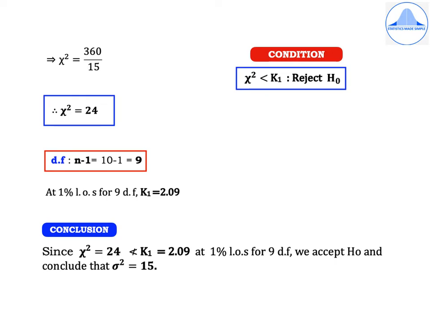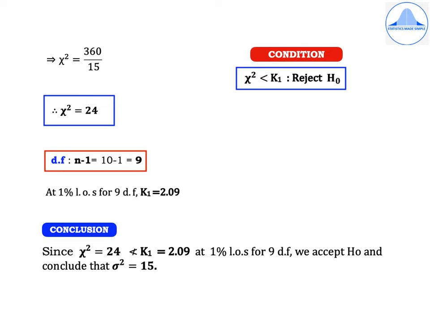Substituting the values, we get chi-square equal to 360 divided by 15. Therefore, chi-square is equal to 24. The condition which we use for a left tail test is you have to check if chi-square is less than k1, then you reject H0.